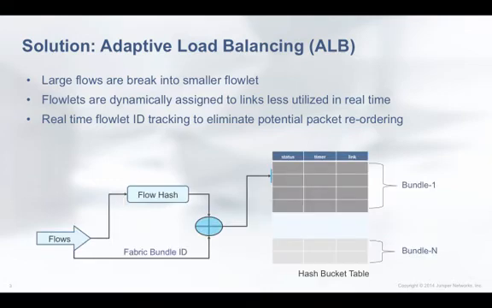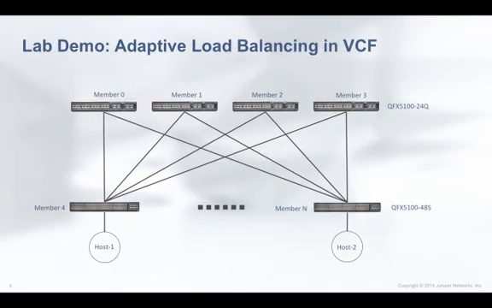So instead of assigning flows to a fixed, small number of hashing tables, adaptive load balancing technology creates a huge indirect hashing table to drastically reduce collisions and distribute the flows more intelligently and efficiently. So now let's look at our lab demonstration to see it in action.